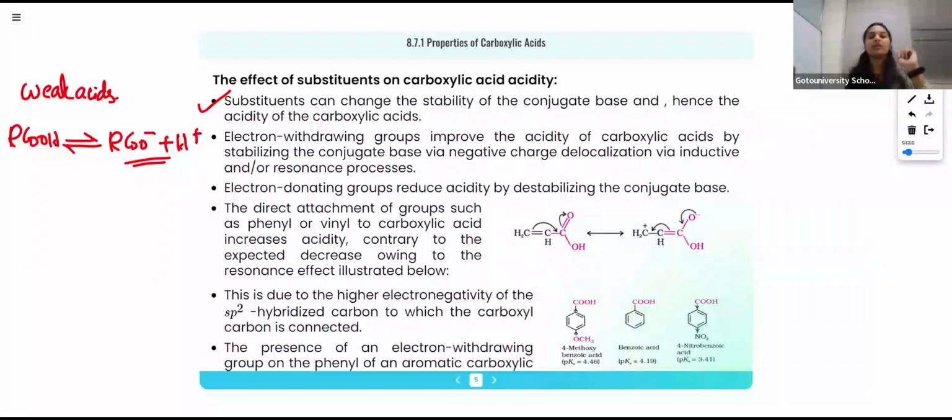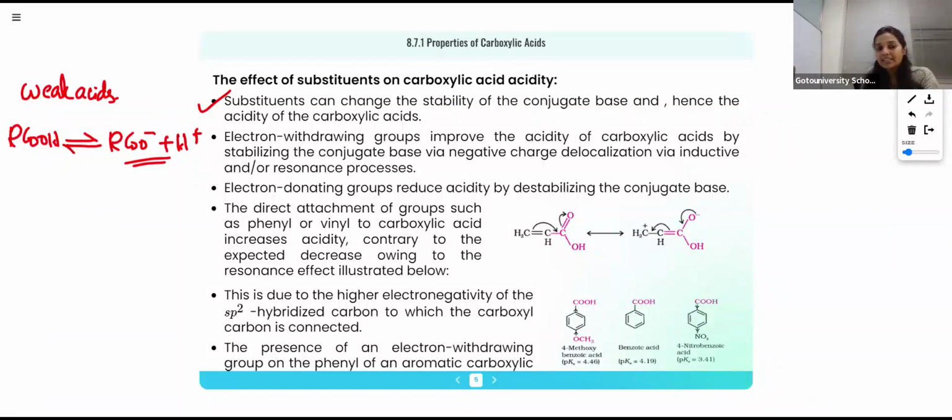Next one, conjugate base, right? Conjugate base means, I told you, they will combine back to get this acid together. So this is the acid and the substance you are getting is RCOO-. I told you acids are H+ donors. Then what are bases? Bases are H+ acceptors.